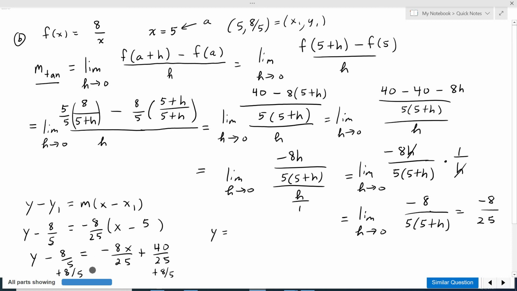Okay? And so you can see you're left with a y on the left, and then minus 8x over 25, plus we need a common denominator here to add these. So let's actually write this. We need a factor of 5 to get a denominator of 25 here. So we're going to have to multiply this by 5 over 5. Again, that's equal to 1, so it's perfectly legitimate to do that. And so notice that you get 40 over 25. So I'm just going to write that as 40 over 25.